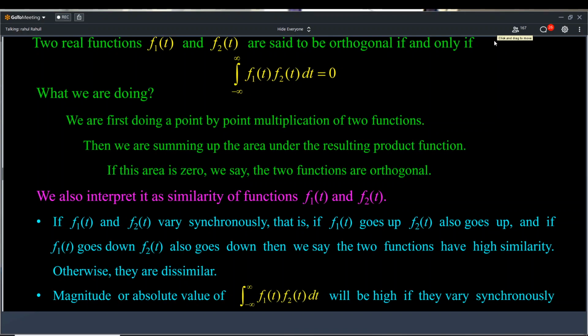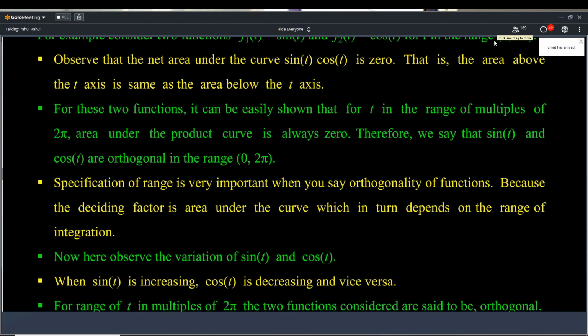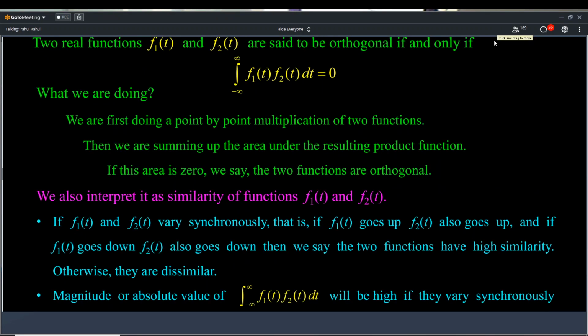And if this area is 0, means the positive area will be equal to the negative area, means the area above the x-axis and the area below the x-axis. If they are the same, then the summation will become 0. And that's why when it becomes 0, you are saying that f1 and f2, these two functions, are orthogonal functions. Okay. So there is one additional term. What exactly you are doing in checking the orthogonality? This is the similarity index of functions. Means basically you are observing what is the similarity between f1 and f2.